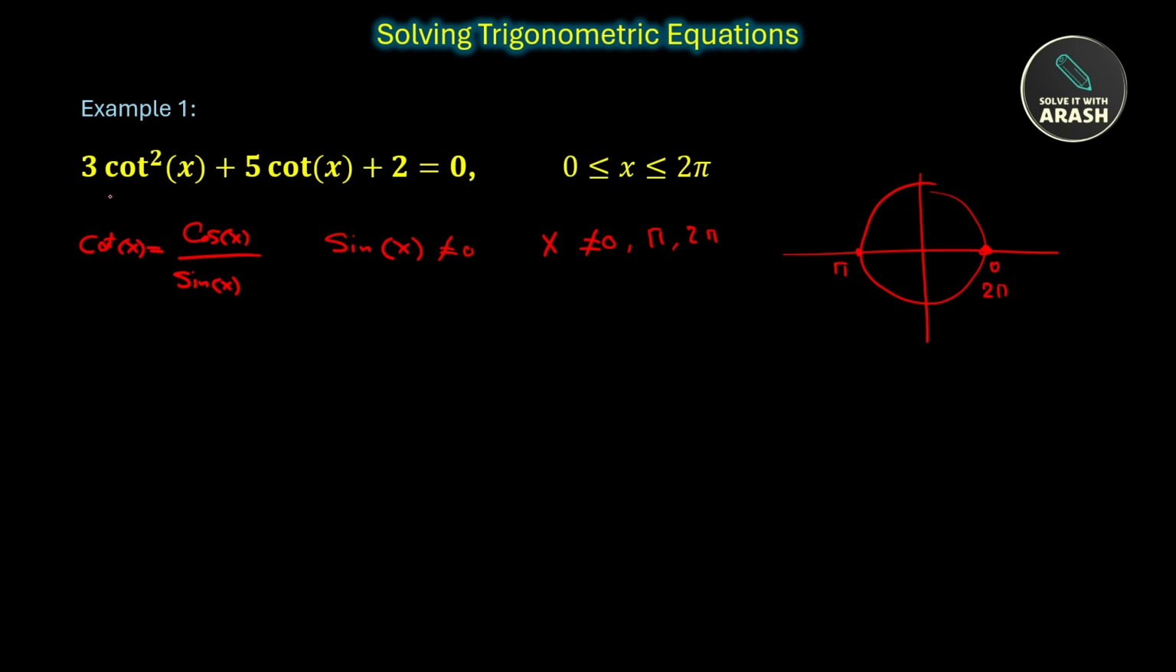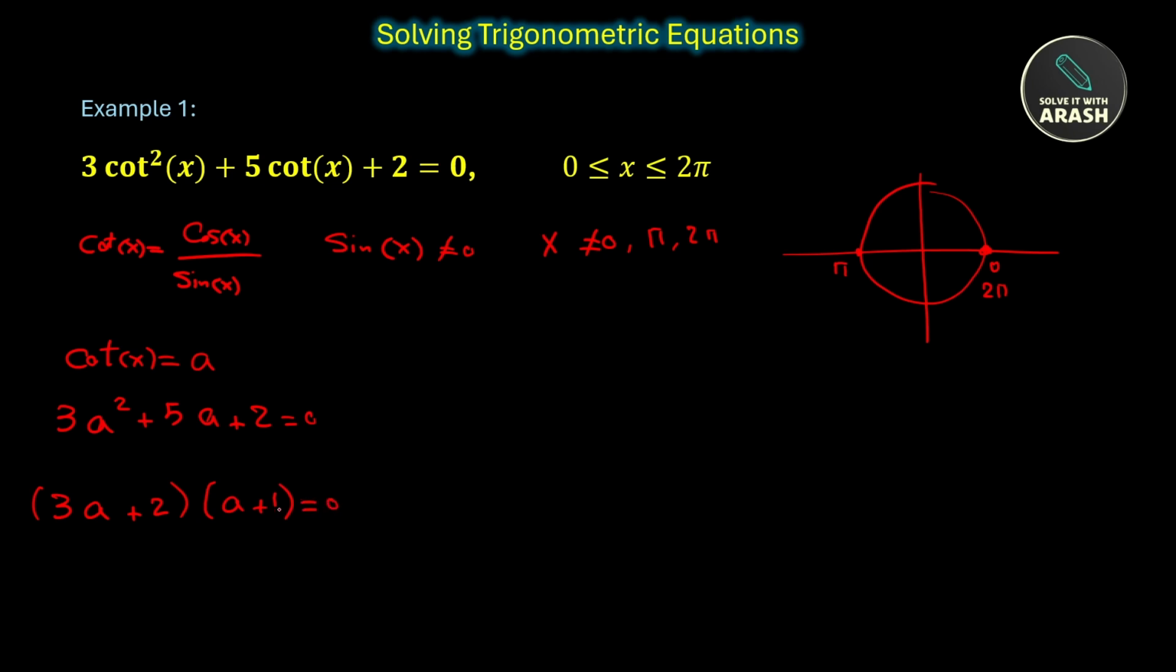This looks like a quadratic in disguise. The reason is if I replace cotangent of x with a new unknown variable a, then I'm going to have 3a squared plus 5a plus 2 equals 0. Now this is obviously quadratic. This is called substitution for simplification. We substituted cotangent of x with a to simplify the equation, and now you can see that this is a quadratic. Now I can factor this quadratic into 3a plus 2 times a plus 1 equals 0.